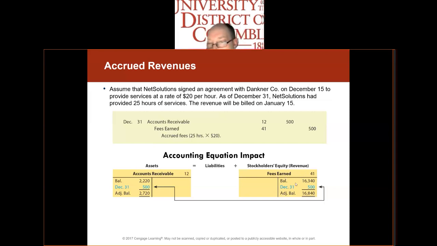At the beginning, before this sale was made in December, my beginning balance was $16,340. I made that additional $500 in sales, which leaves me with an ending balance of $16,840.